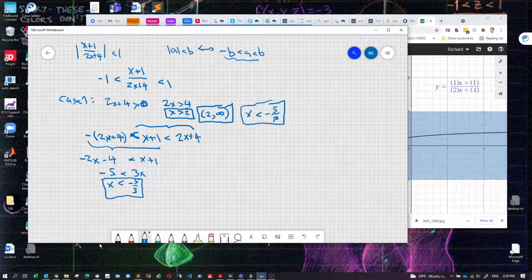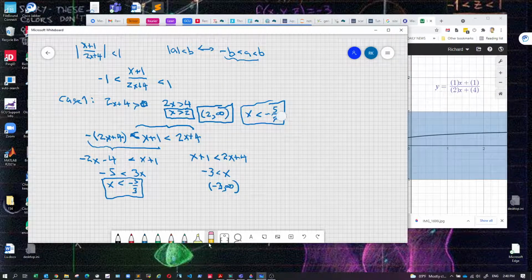Okay, and then we have this other side, right? So the other side here is x plus 1 less than 2x plus 4. And so here I'll pull the x over there and move that over. So I get minus 3 is less than x, right? So here I get this interval, minus 3 to infinity. Sorry, I meant to write this interval up here, not that. So this would be minus 5 over 3 to infinity is what this thing is supposed to be. Let's just get rid of that.